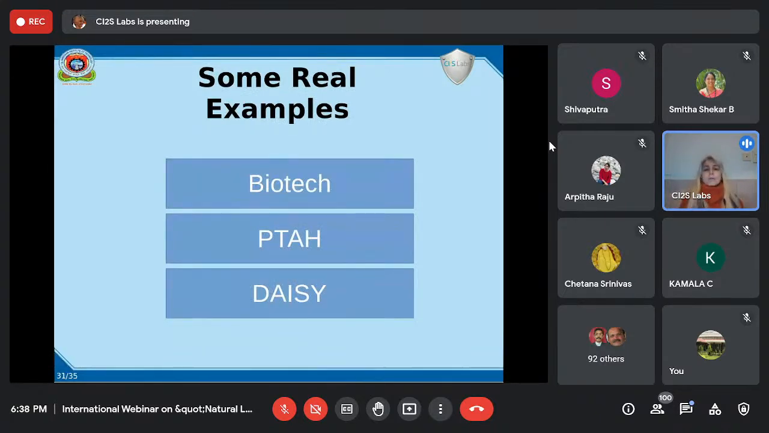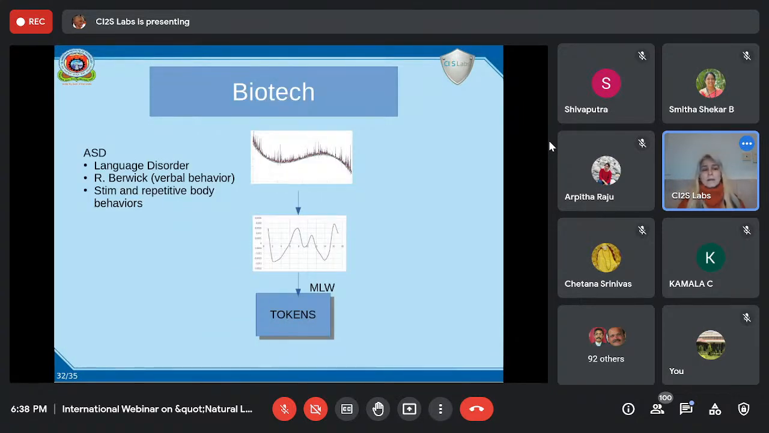Now let me show you some real examples. These are all three of my current projects. They are BioTech, TA, and DAISY. BioTech is a natural language processing application for autistic spectrum disorder. This is a disorder where people can't speak and can't understand natural language. It is a very increasing pathology, and people can't revert this status. They can improve the way they behave. It is characterized by stimulus and repetitive body behavior. They can produce sounds, they can't produce any speech, they can't use language to communicate.